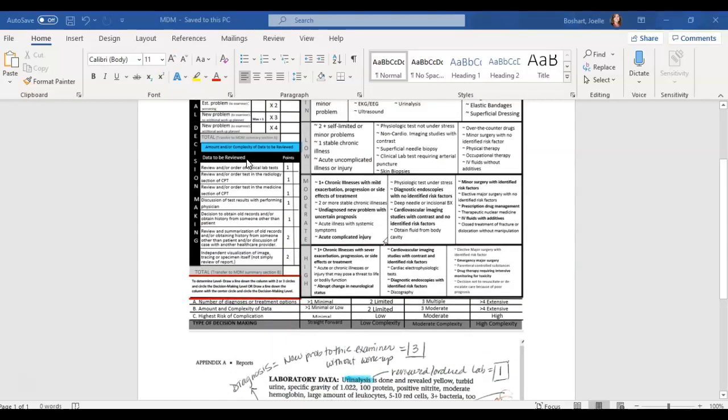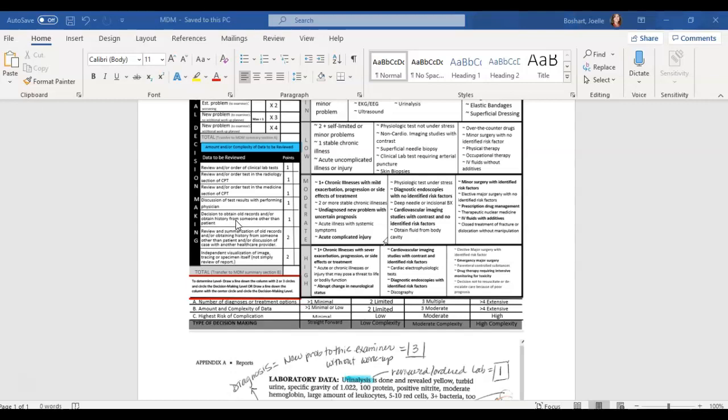So now we're going to go to this section where it says data to be reviewed. Now it says review and or order of clinical lab tests, but we know that a urinalysis was done and he reviewed that or she reviewed that. So we're going to put a 1 right there. Review and or ordering of tests in radiology. Nope, doctor didn't do anything like that. Review and or tests in the medicine section of the CPT book. Those are things like sleep studies, and didn't do any of that, so we're not going to put any points there. Discussion of test results with performing physician. Didn't do that, so we're not going to get a point for that.